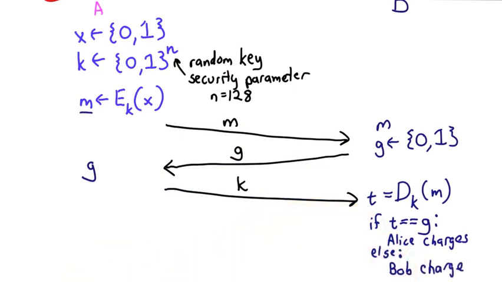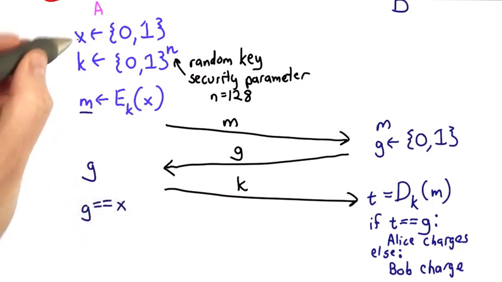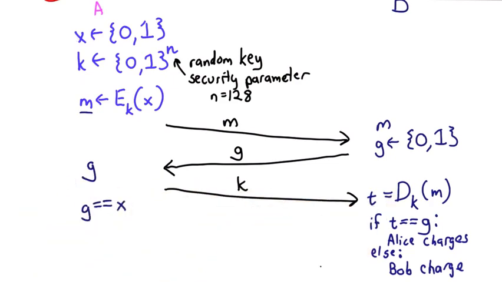Alice needs to know the winner too, and she can easily do that by checking if the guess is equal to x. She could also do the decryption because she has the key as well. So at the end of the protocol, both participants agree on the result of the coin toss. Now the question is, is this fair?